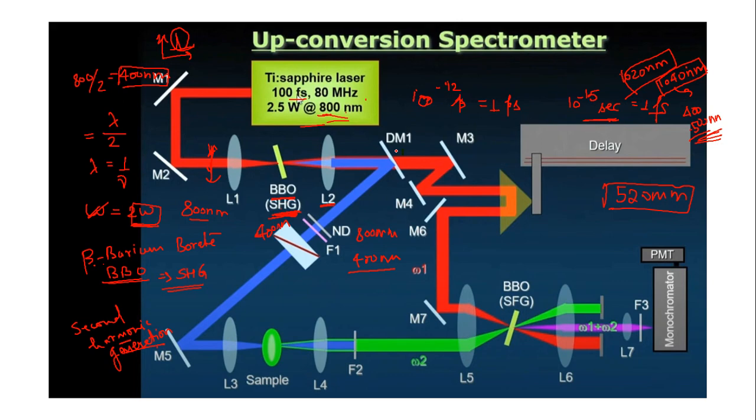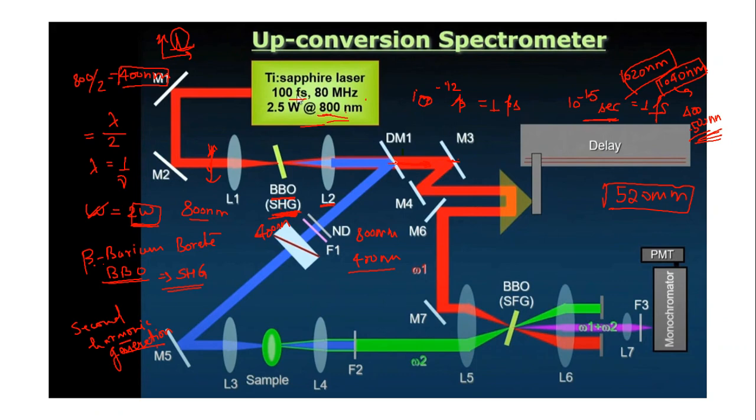Okay. So, what does this dichroic beam splitter stand for? This dichroic beam splitter, denoted by DM, separates the two lights. First of all, the initial source of light, which is red of 800 nanometer, gets transmitted and gets reflected to this mirror M3.